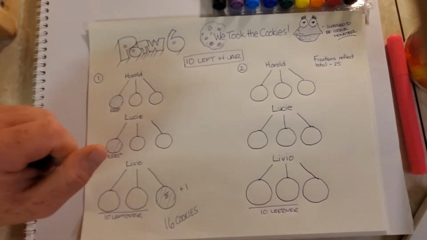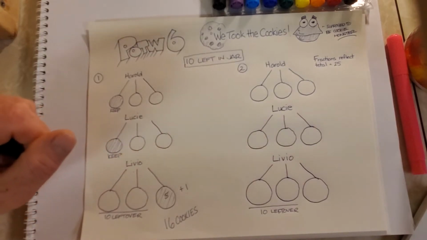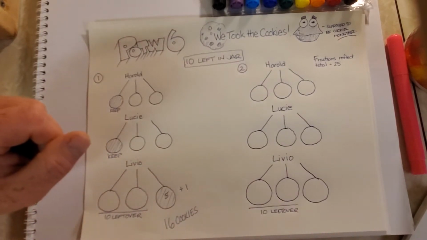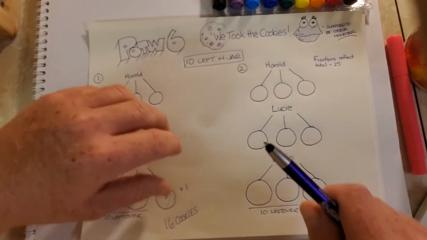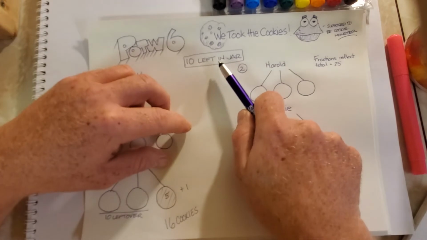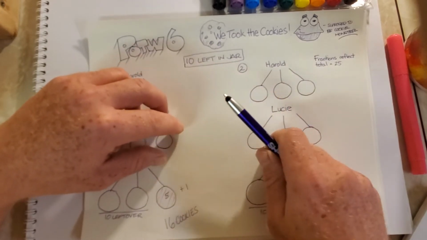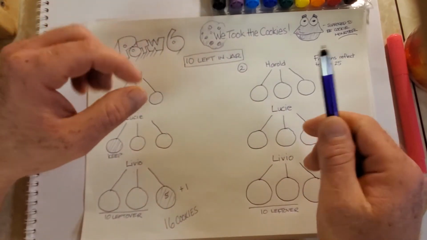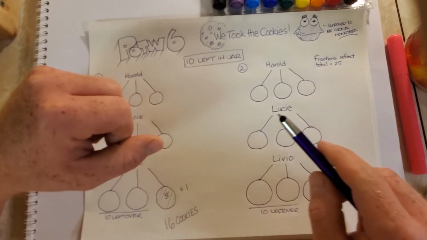So there's a few things in the question that we need to know before we get started. I'm not going to read the whole thing. I'm just going to give you some of the key points. So we know that at the very end, there are 10 cookies left in the jar. That is so important. All right, that is our biggest clue.